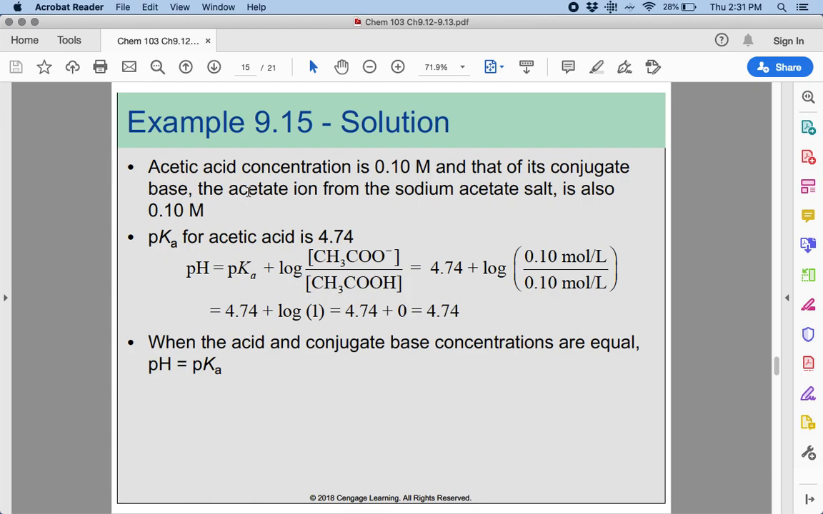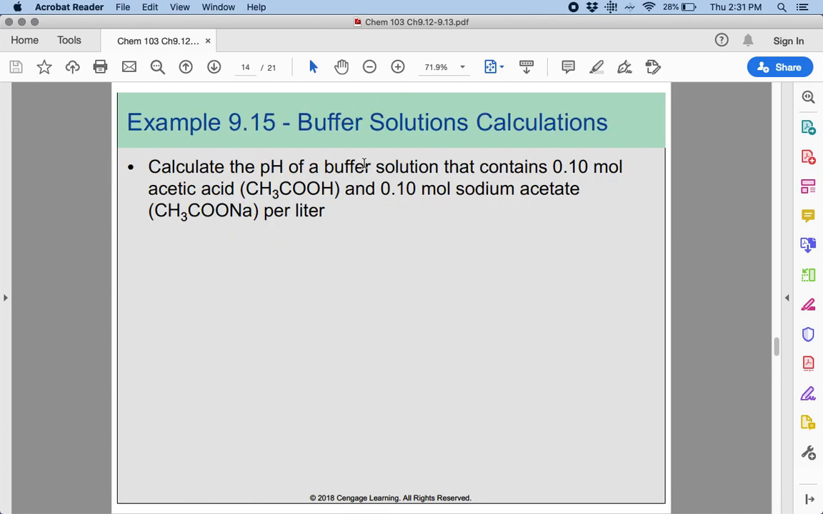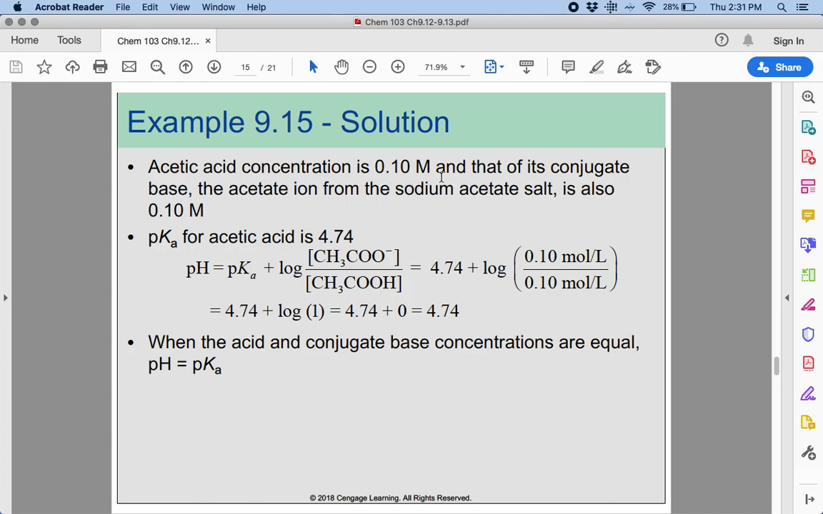So if we need to calculate the pH of a buffer solution that contains 0.1 moles of acetic acid and 0.1 moles of sodium acetate, we have our acetic acid, and the important part here is the acetate. Remember, the sodium is just the cation coming along for the ride. This is the pair for the buffer, the acetic acid and the acetate. So the acetic acid concentration is 0.1, and that of its conjugate base, the acetate, is also 0.1.